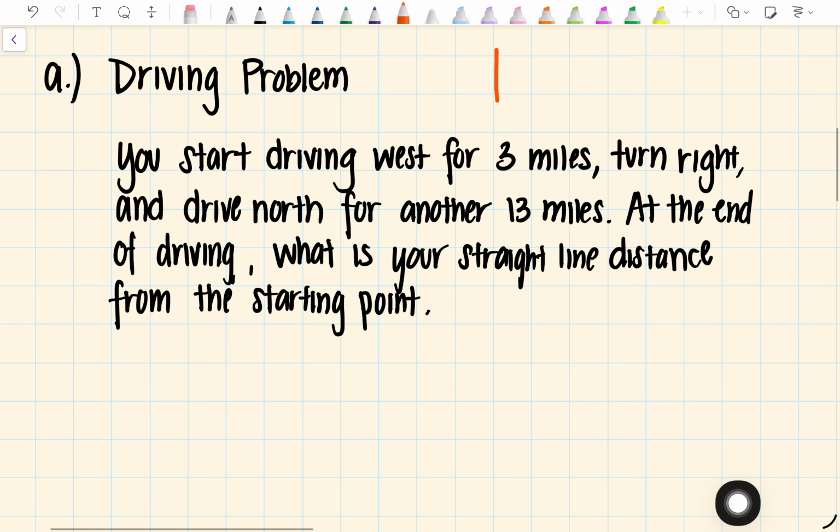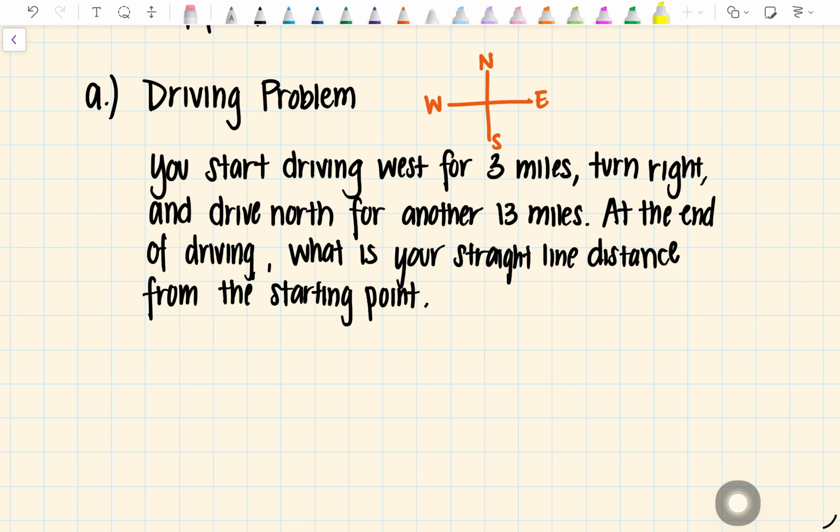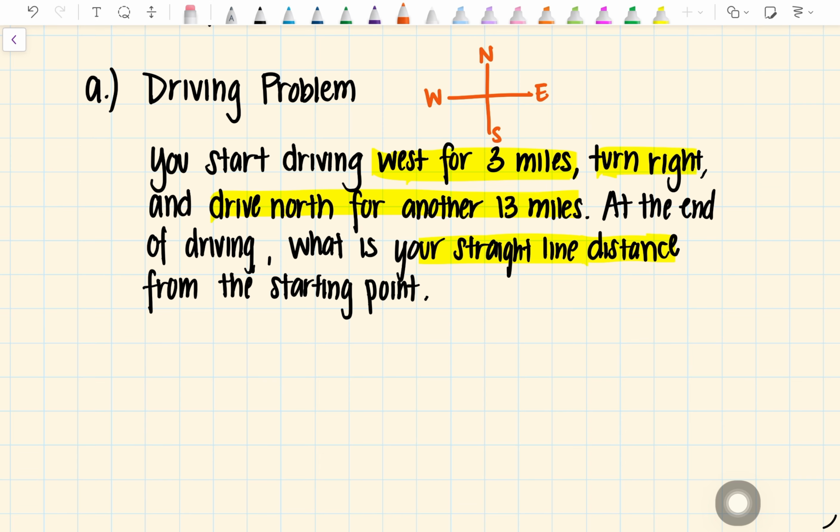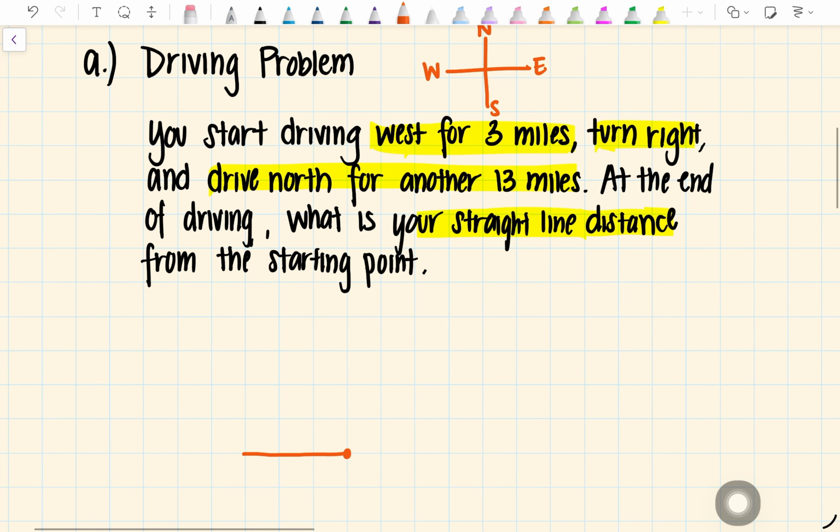Now, directions: we have north, east, south, and west. So I'm going to go ahead and start off. We go west 3 miles and we turn right and drive north another 13. We want to find the distance of the straight line. So let's go ahead and start. I'll say that this is my center, and I'm driving 3 miles, let's say that's 3 miles, something like this, 3 miles west, I'm sorry, 3 miles west.